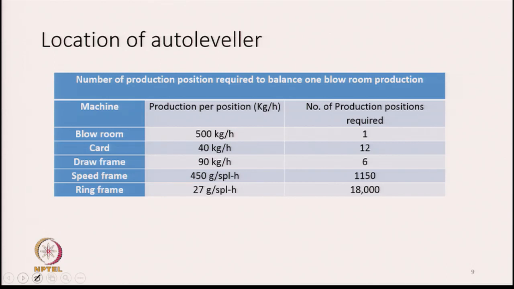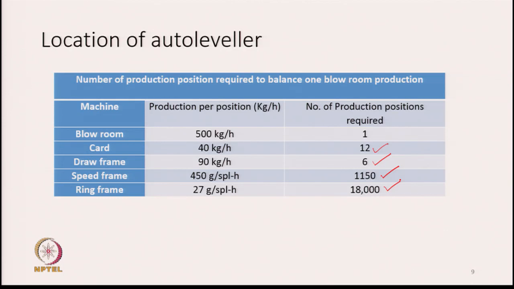Blow room 500 kg per hour, card typical 40 kg per hour, draw frame 90 kg per hour, speed frame 450 grams per spindle hour and ring frame 27 grams per spindle hour. If we want to match the productivity of the blow room by the subsequent machines, then we need at least 12 to 13 cards. If we go for production balancing, then for one blow room I need 12 to 13 carding machines, at least almost 6 draw frames, 1150 speed frame spindles and 1800 ring frame spindles.